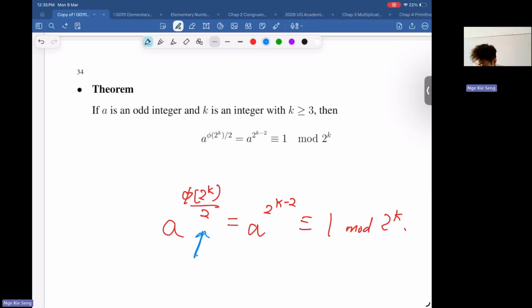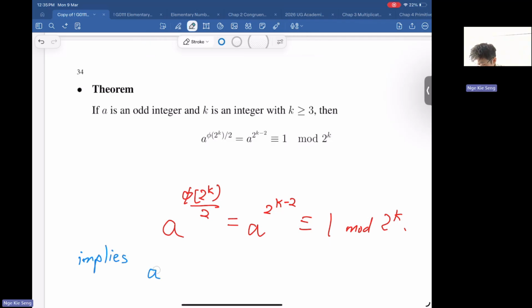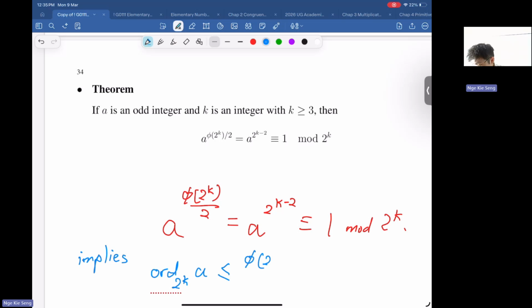So that implies that the order of a mod 2^k should be less than or equal to φ(2^k)/2, which is strictly less than φ(2^k). So meaning it cannot be a primitive root, for all the odd integers.